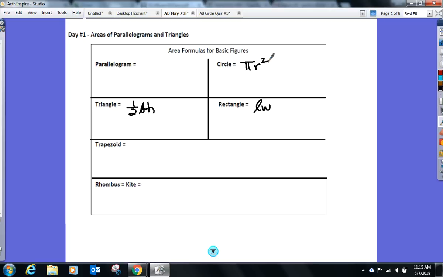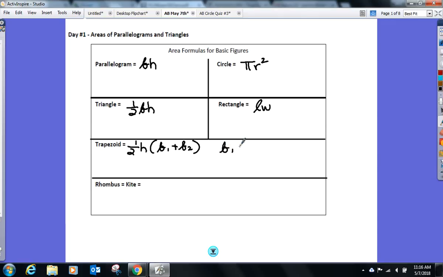All right, then let's just go through the other 3 now. Parallelogram, pretty easy one. Base times height. Base times height. Trapezoid, 1/2 the height of the trapezoid, and you also multiply the 2 parallel bases added together.